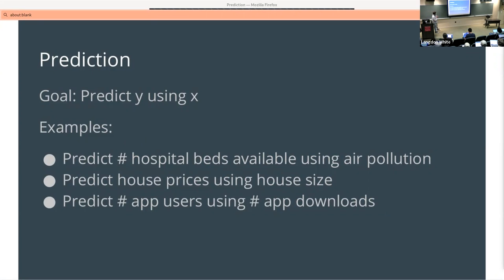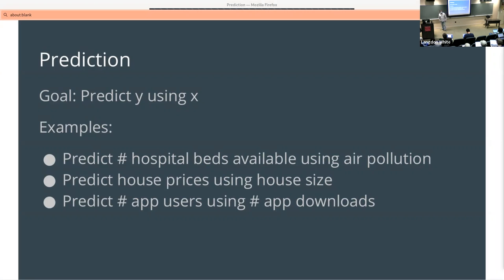Okay, so prediction. A lot of times it's difficult to know one piece of information, but we might know another piece of information that lets us figure out the first thing. The number of hospital beds free at any given time is a little hard to predict, so one thing they use is air pollution. If air pollution is high, more people are being seen in hospitals for asthma or breathing related issues. Kind of a weird relationship.